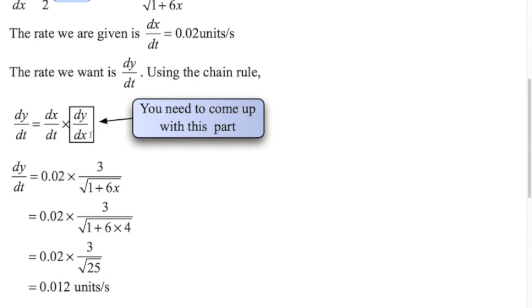So here we go. dy/dt then is dx/dt, which is 0.02, times dy/dx, which is this thing here. And we want to know exactly what's going on when x is equal to 4. So I substitute 4 into this. It actually gives me a nice number on the bottom here: 1 plus 24 is 25, root 25 is 5. So 0.02 times 3/5 is 0.012 units per second. Once again, just be careful with the units here. The rate of change of x was units per second, so the rate of change of y is units per second.